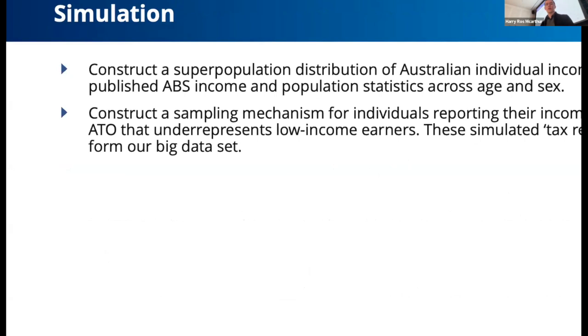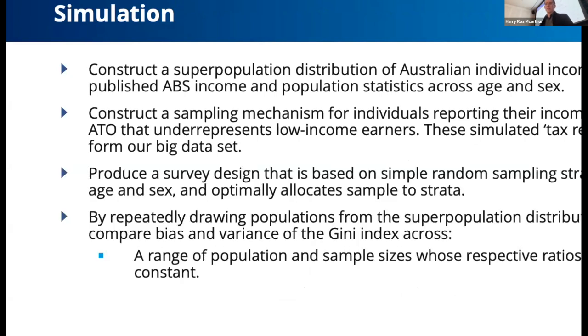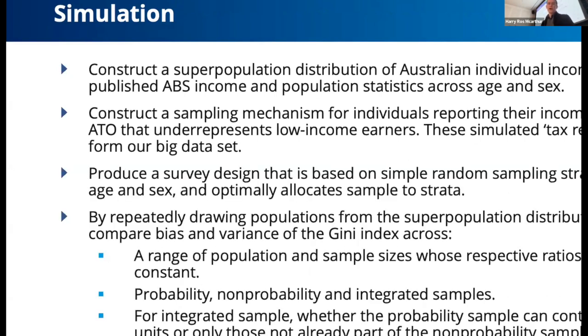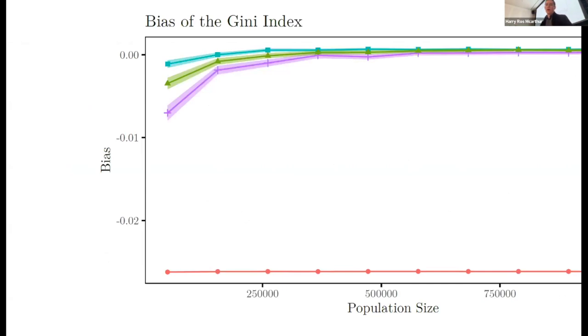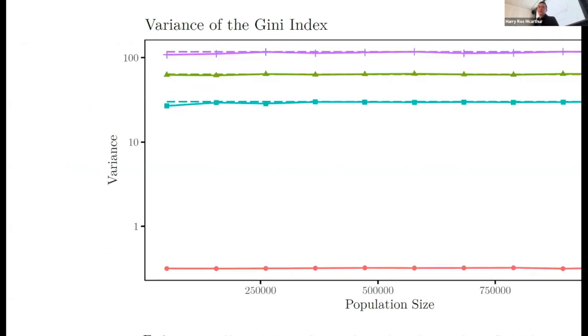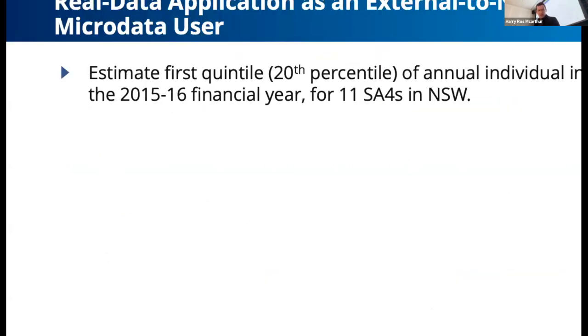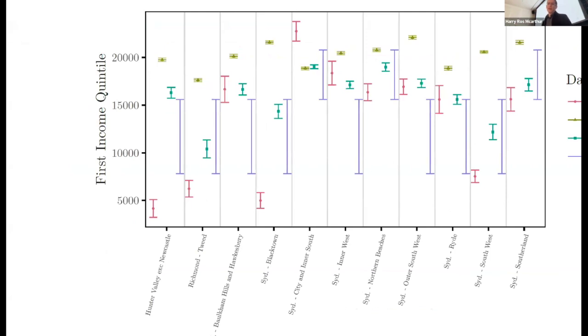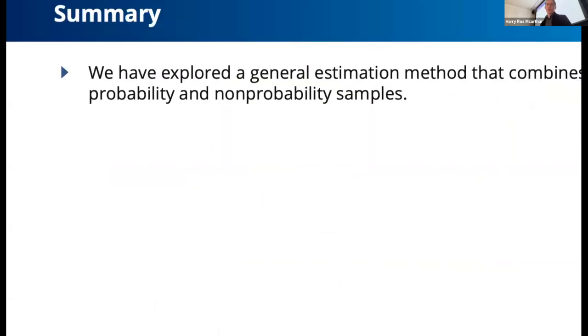I won't go through the simulation and the real data example in the interest of time, but basically, when we run a simulation, we get the asymptotics that we expect from our theoretical results, both in terms of the bias of the sampling distribution and also the variance. And for the real data example, we see that the teal estimates here are closer to the purple ground truth census results than the alternatives. So what have we done?